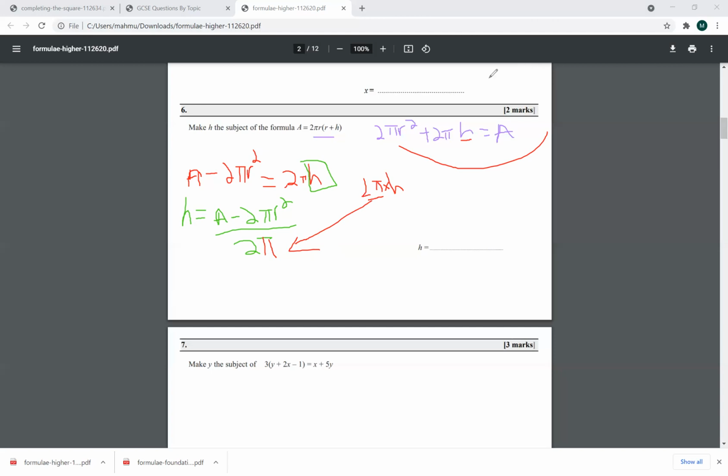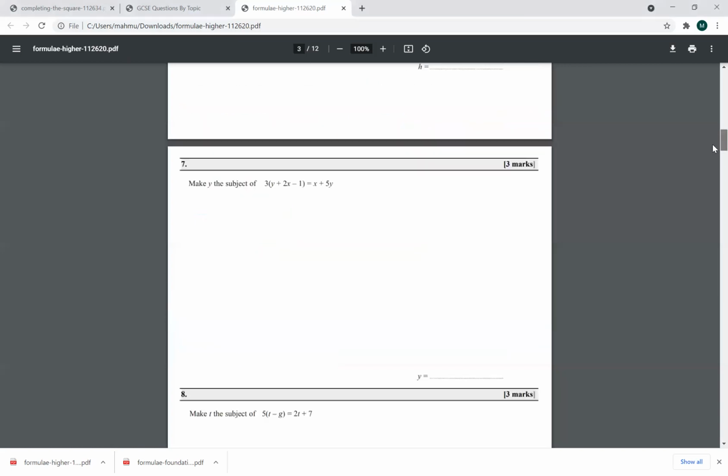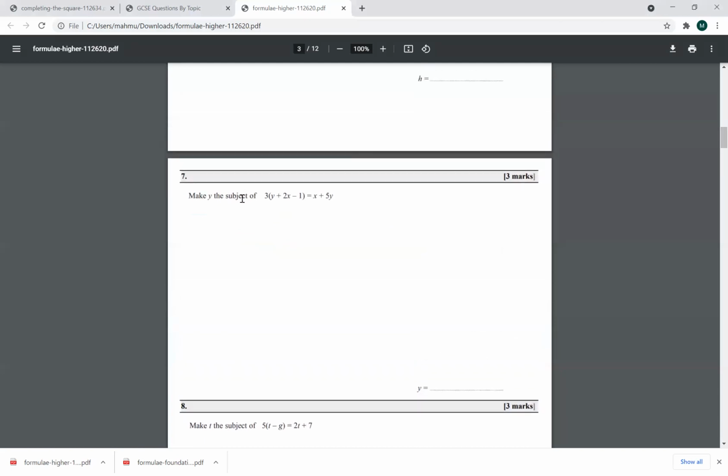Please, just go through the video. I'm going to upload the video. Go through it and understand how I'm doing it, how we are doing it. Okay, now here, make y the subject. First, expand this, then rearrange it. You won't be able to do it unless we expand it. So make y the subject: first expand it, then put all the y's on one side and everything else on the other side, and rearrange it.